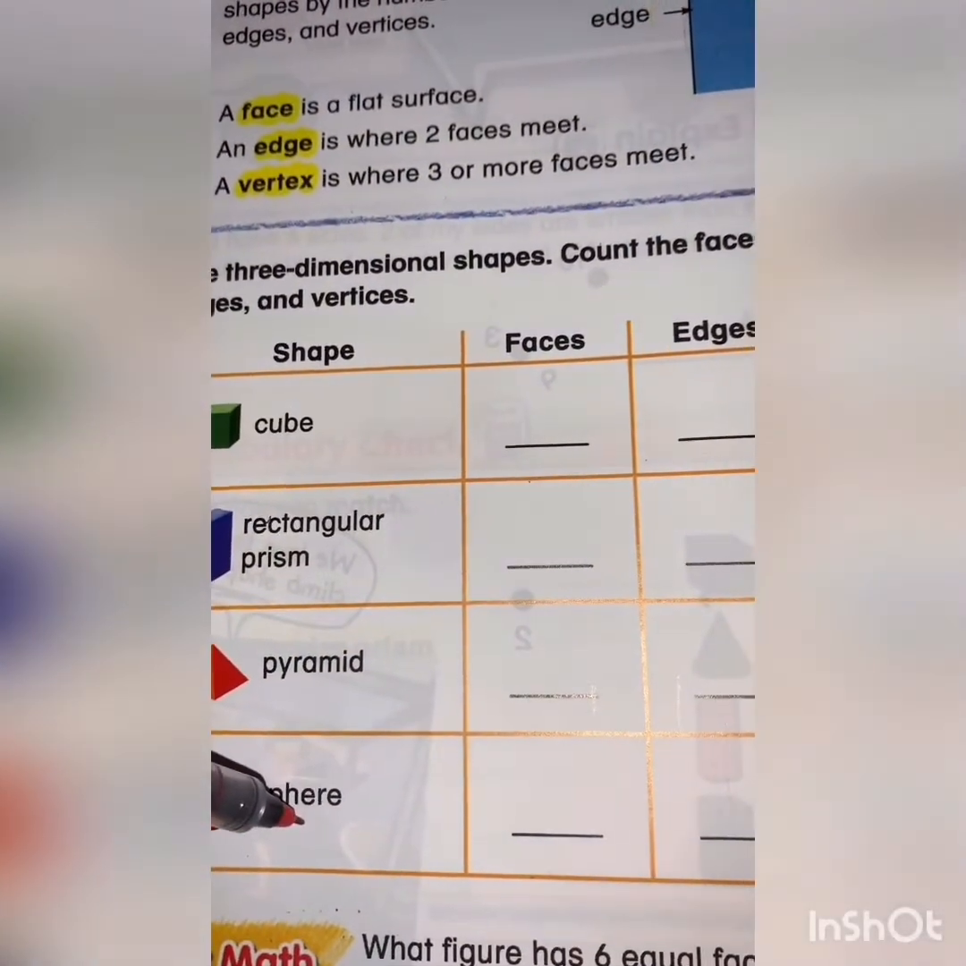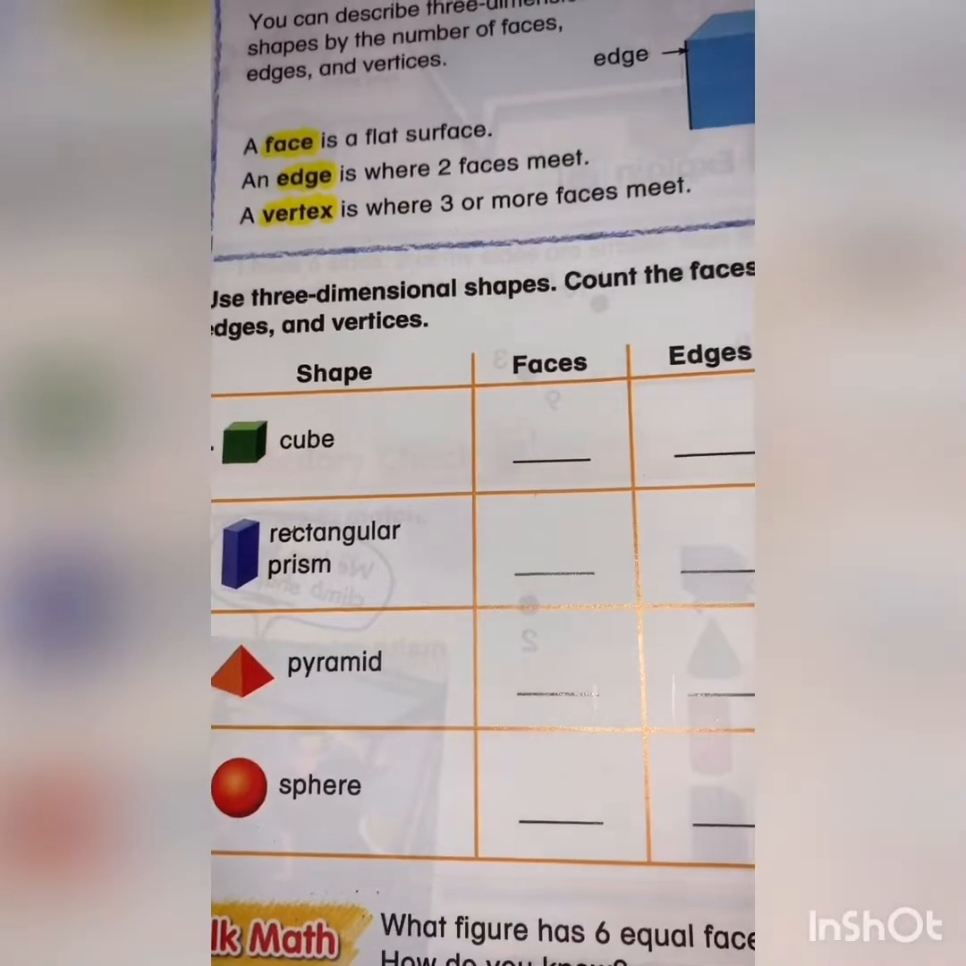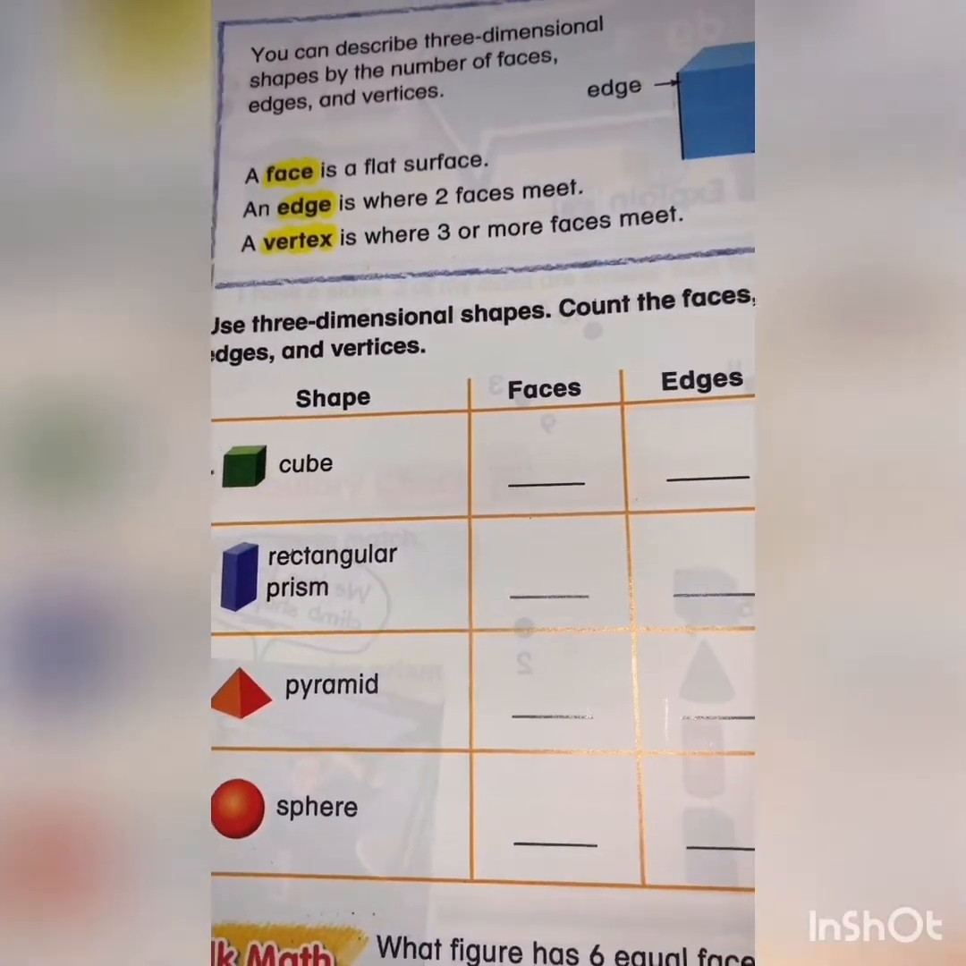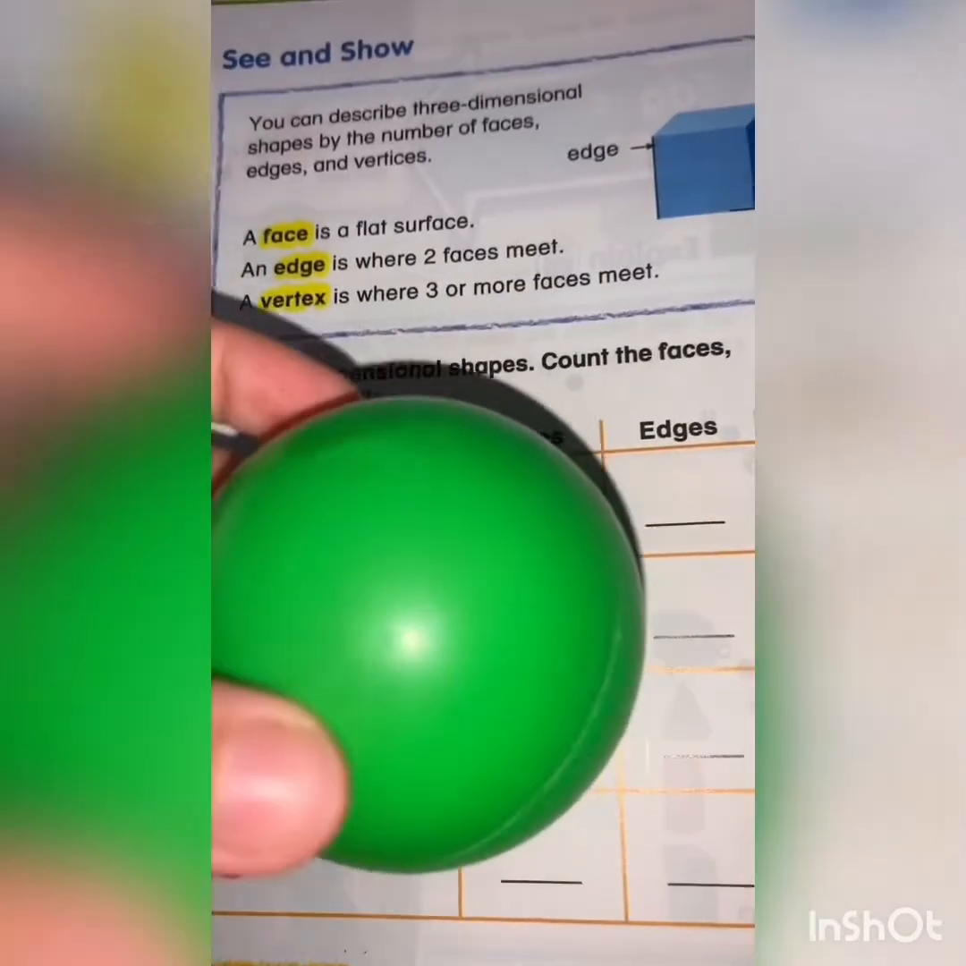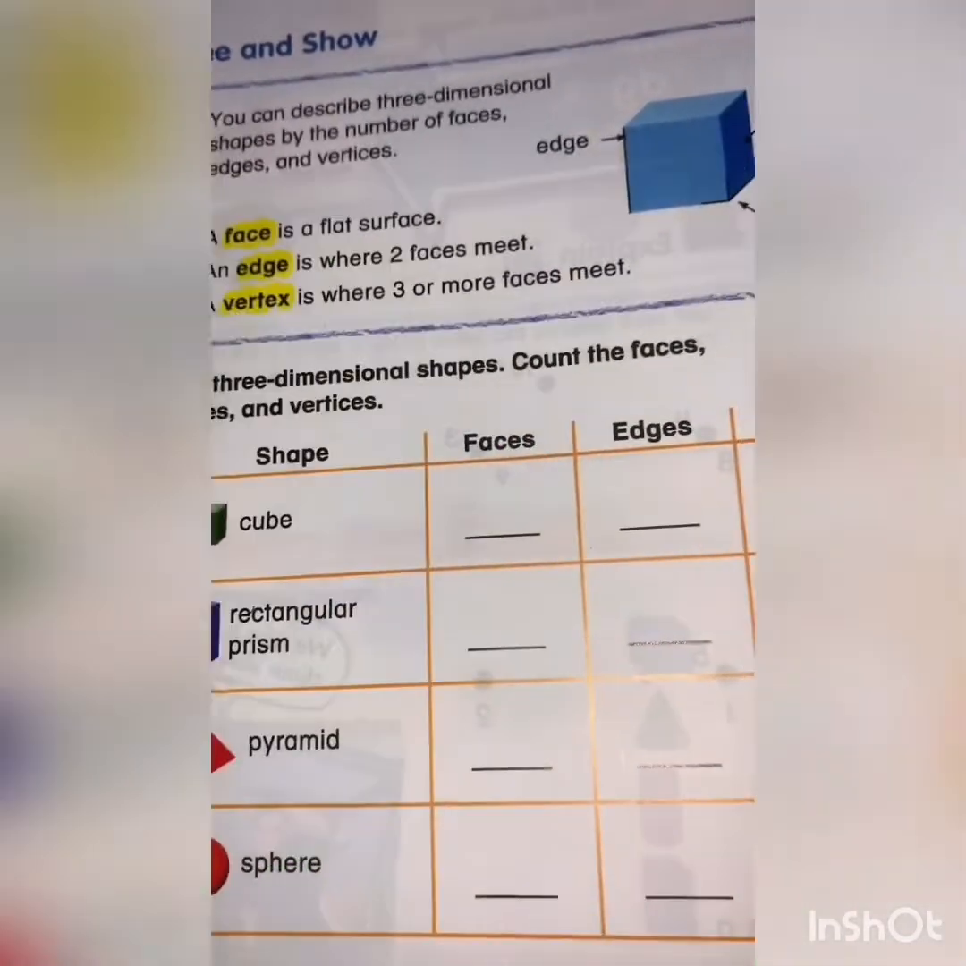As for the sphere, we know the sphere is very easy. Everything for the sphere is 0. No faces, no edges, and no vertices. Everything is 0. Okay.